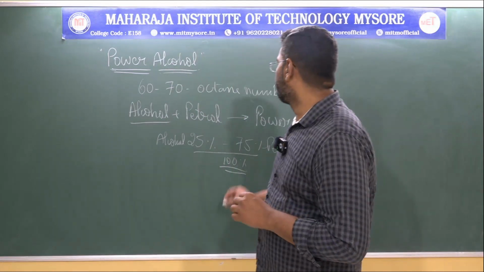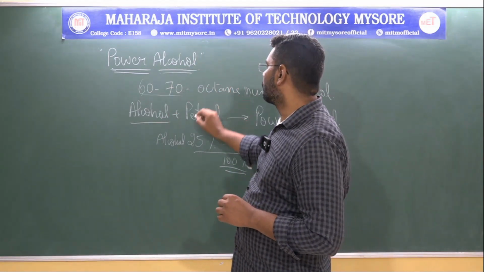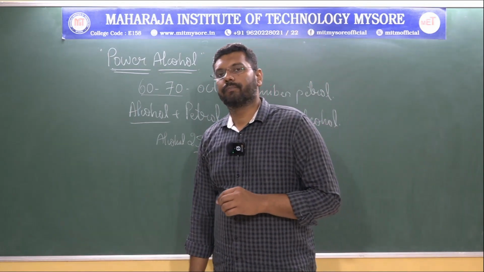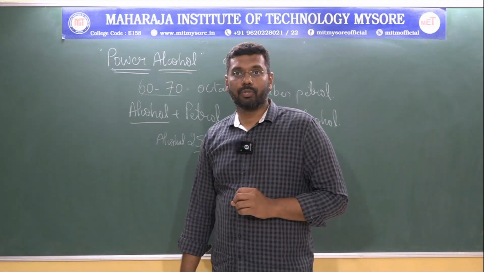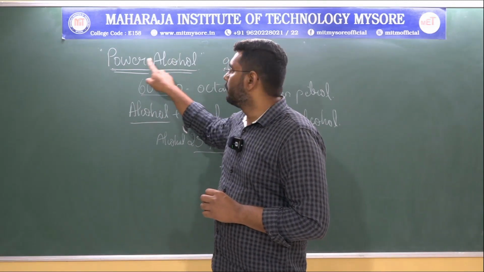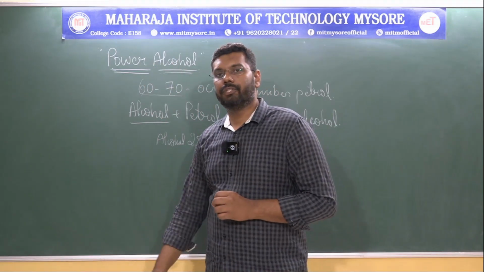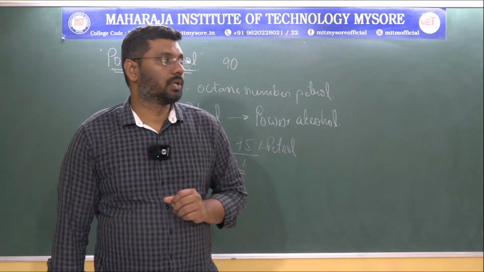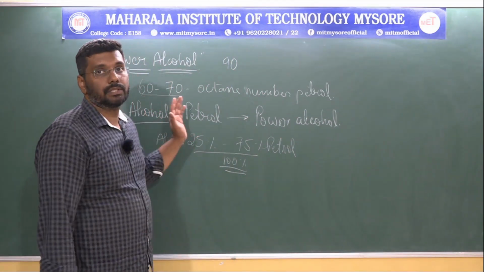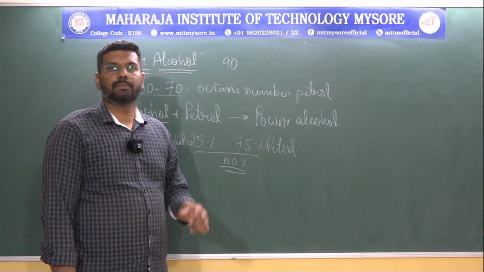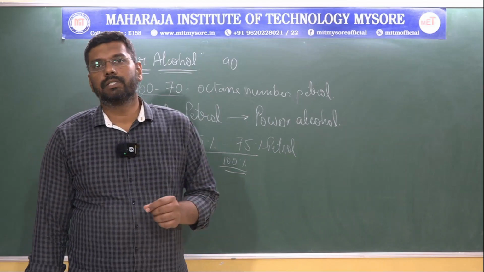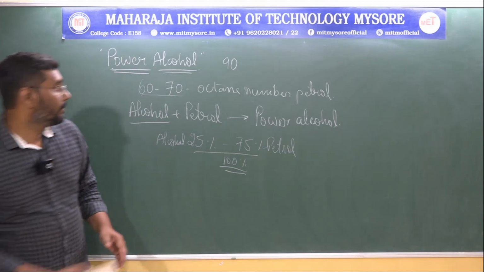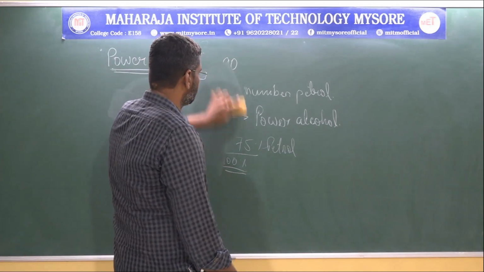Since petrol has an octane number around 60 to 70, and alcohol has an octane number up to 90, its efficiency is more. So when alcohol is mixed with petrol, it leads to power alcohol, which has greater efficiency compared to normal petrol, and it can be used to run automobiles. Now we shall discuss the synthesis of this power alcohol, how it is manufactured, and what its advantages and disadvantages are.